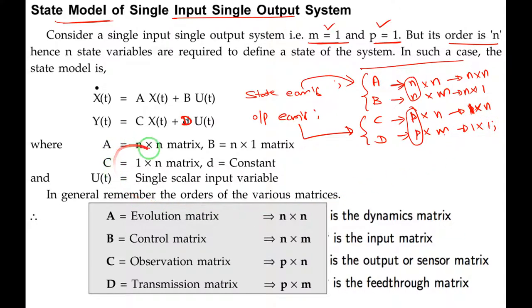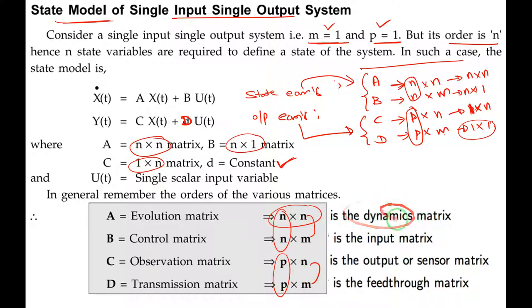So they have written the same thing. A is n cross n matrix. B is n cross 1 matrix. C is 1 cross n matrix. D is a constant because it is 1 cross 1, which means only one row, one column, only one element. It will not form a matrix, right? So it is a constant. I hope you came to know how to remember the orders. The same thing I have written here: you write n cross n first, p cross n first, then n cross m.